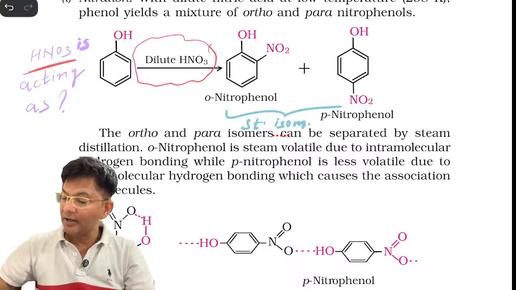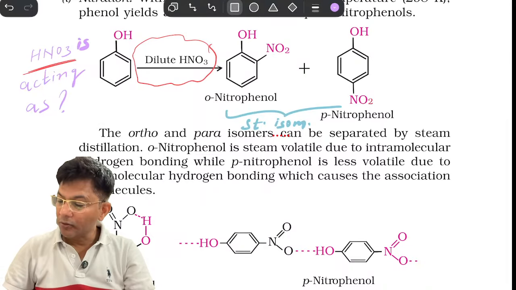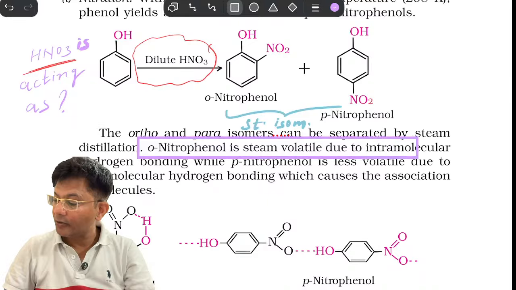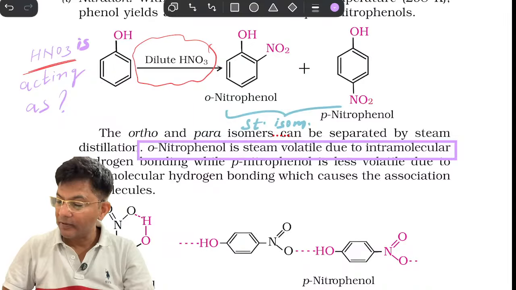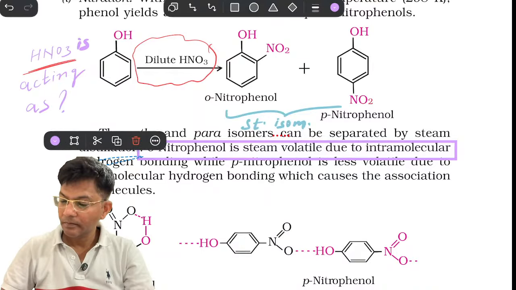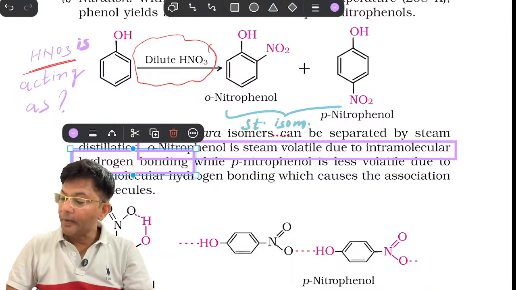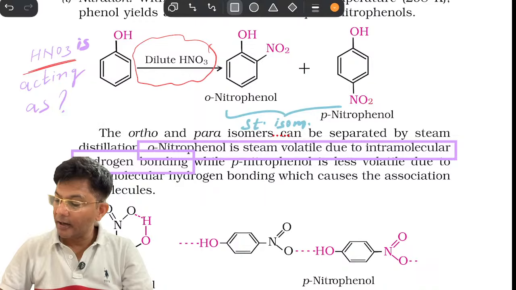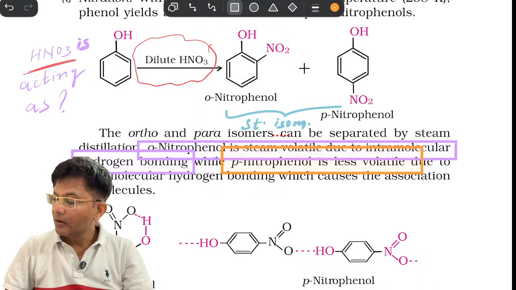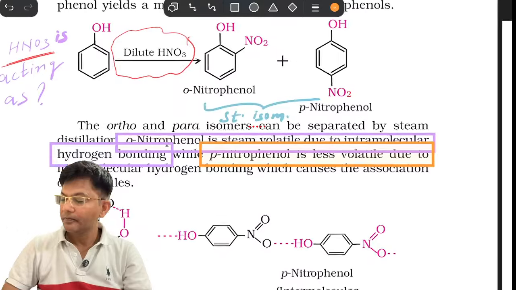That's why you see ortho-nitrophenol is steam volatile due to intramolecular hydrogen bonding. Have you seen, kids? Everyone, have you seen? While para-nitrophenol is less volatile due to intermolecular hydrogen bonding. Can you see, kids? Everyone.